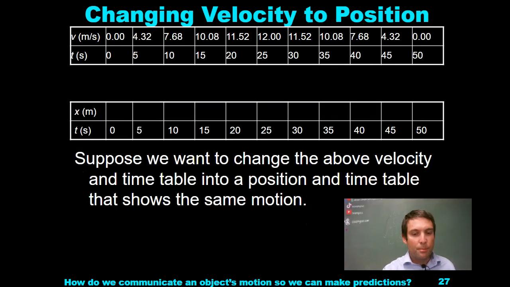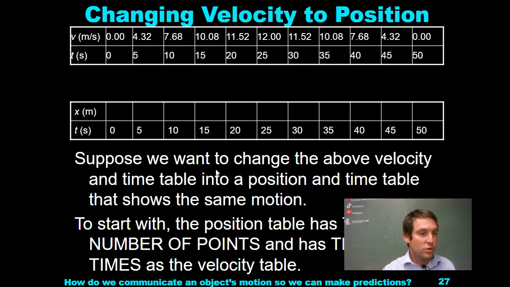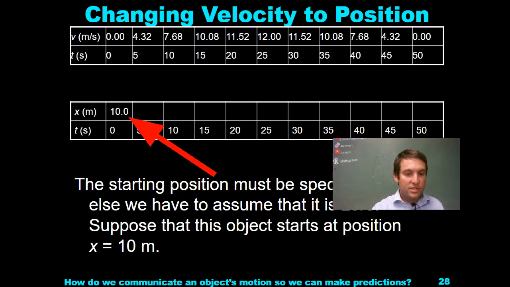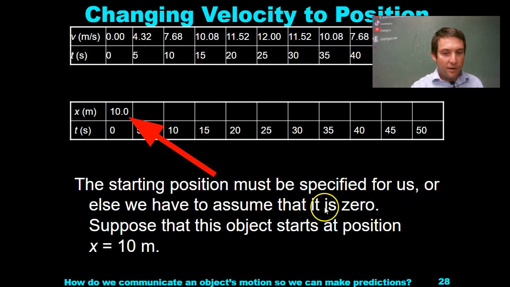Suppose we want to change the above velocity time table into a position time table that shows the same motion. To start with, the position table has the same number of points and the same times as the velocity table. The starting position must be specified for us, or else we have to assume that it is 0. A lot of times that's what we're going to have to do. We're going to assume the starting position is 0, or at least treat it as if it's 0.